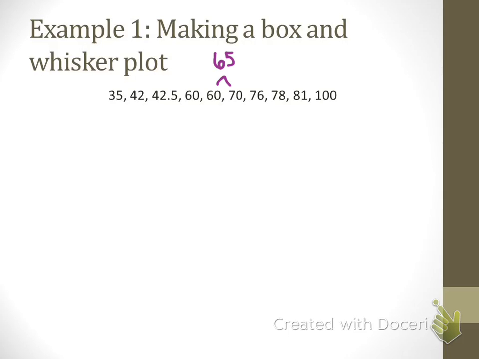Now that I have the median, I want to look at all the numbers below 65 in my data set. Everybody agree? 35 through 60, those are all less than 65. I'm going to find the median of those numbers: 35, 60, 42, 60. 42.5 is the median. My lower quartile is 42.5. It's the median of all the numbers below the median of the data set.